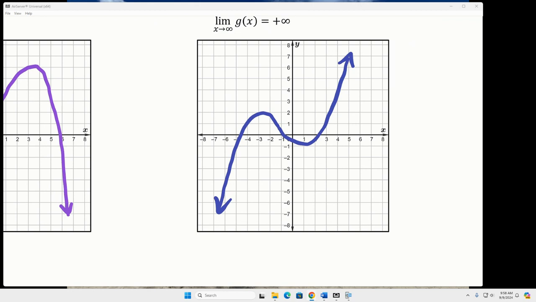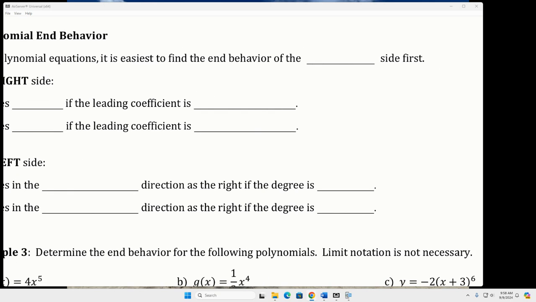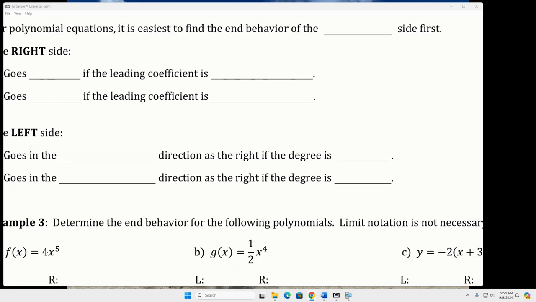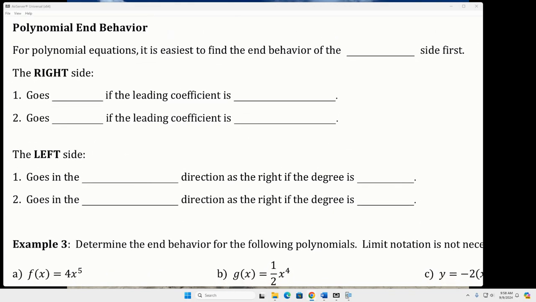Now another thing you're going to need to be able to do is look at the algebraic form of the function and tell the end behavior without a calculator. And this is something that you did in Algebra 2. You wrote it differently, but it was still the same thought process. And so for me, and I might teach this differently than your Algebra 2 teachers, I don't know, but for me, I always figure out the end behavior on the right side first. I think that's the easiest way to remember this.